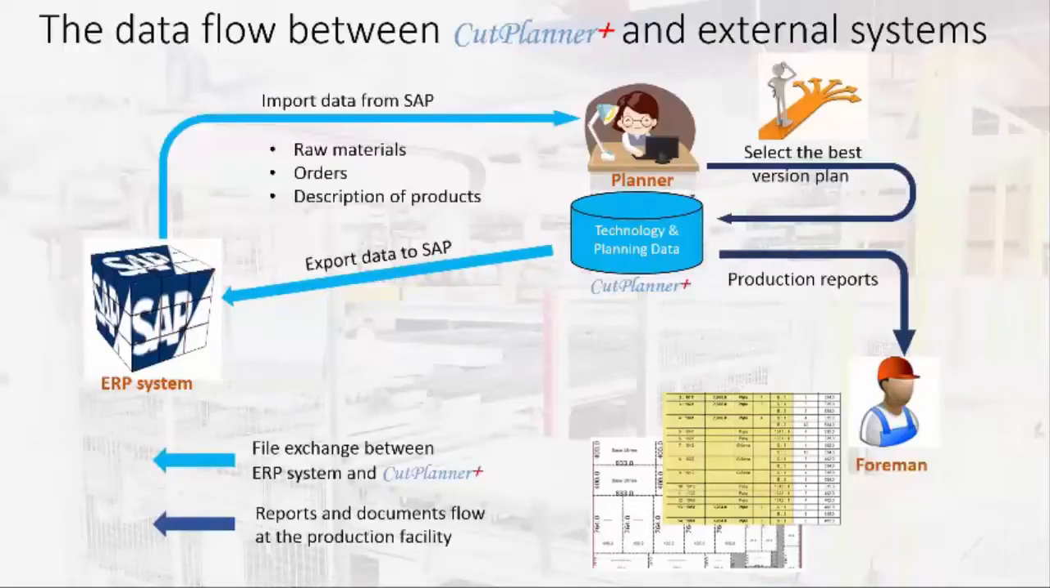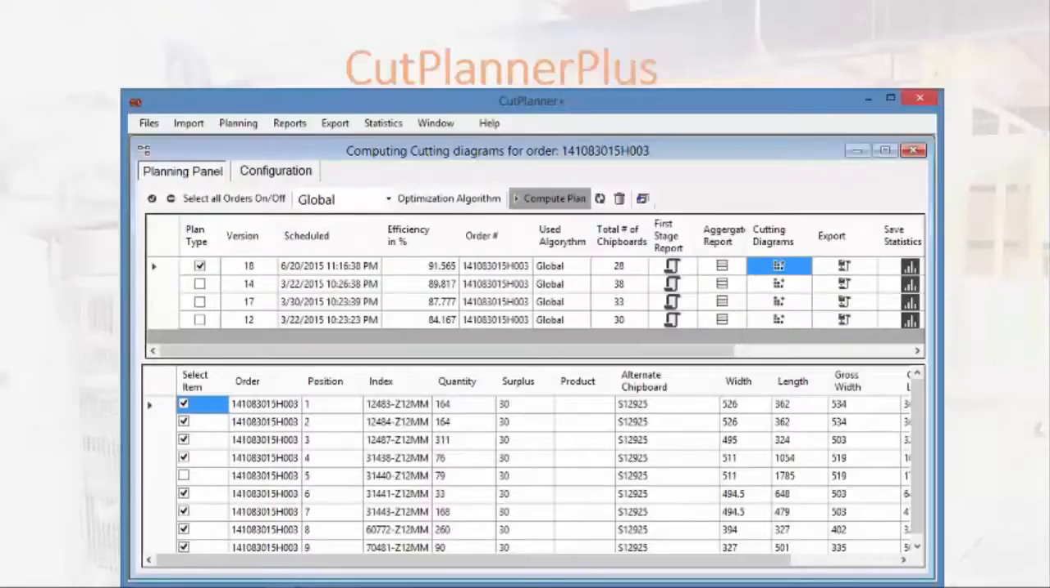As you can see, there are two types of data flow. One is exchanging information between CAD/PLANER Plus and SAP, and another is sending the report or diagrams to the production facility. Let's take a look at the CAD/PLANER Plus planning dashboard and see how the system finds these amazing cutting diagrams.